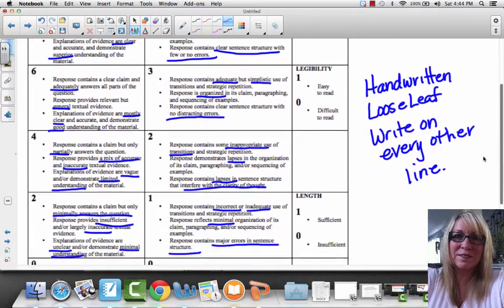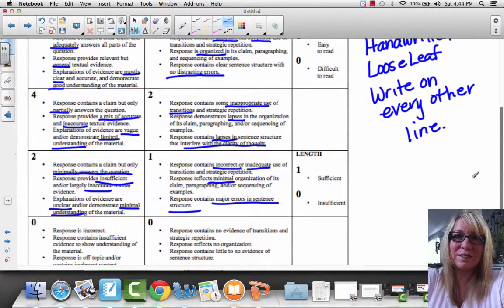Let's take a look at other point values. A 4-point response contains a claim but only partially answers the question. The responses provide a mix of accurate as well as inaccurate textual evidence. Explanations of evidence are vague and/or demonstrate limited understanding. And a 2-point response contains a claim but only minimally answers the question. Response provides insufficient and largely, for the most part, inaccurate textual information. The explanations of evidence are unclear and/or demonstrate minimal understanding.